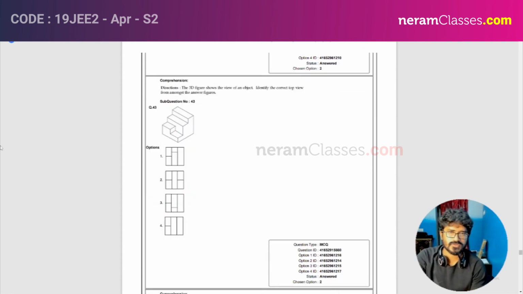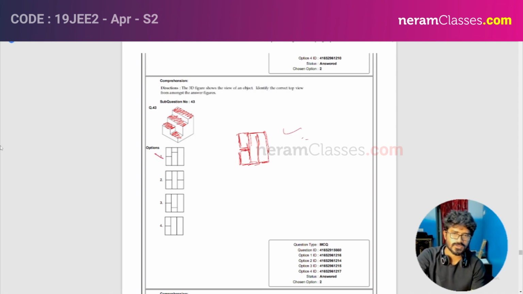Question number 43 is we need to find out the correct top view for the given 3D solid. So I'll be shading out some of the surfaces which will be visible from the top view. So we'll sketch the top view. There will be a rectangle here and there will be another rectangle here, and there will be a small rectangle here which will be connecting in the midpoint and here. So this has to be the answer. 1 is wrong and 2 is wrong and 3 is also wrong.